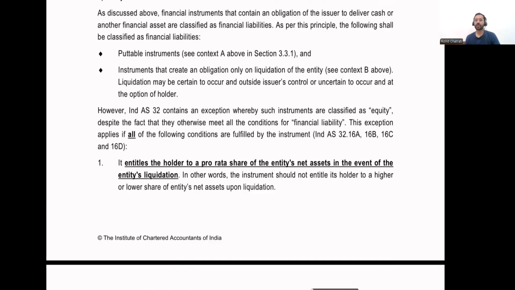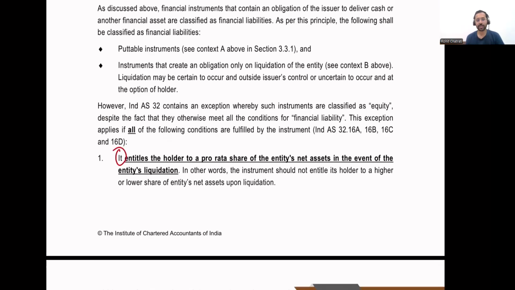Let's look at condition number 1. The instrument entitles the holder to a pro rata share in the entity's net assets in the event of liquidation. When the entity is getting liquidated, the unit holder should not be receiving a fixed amount of money. The unit holder should receive a pro rata share in the entity's net assets.